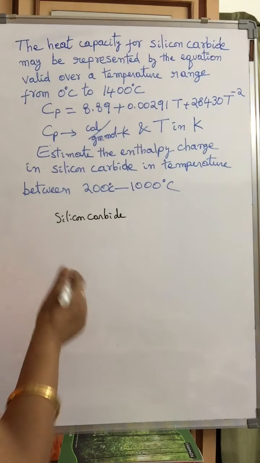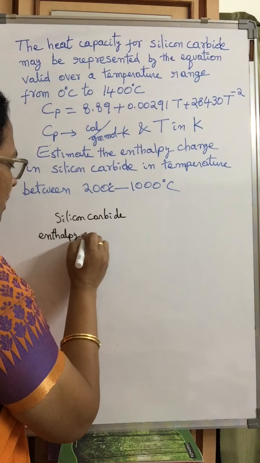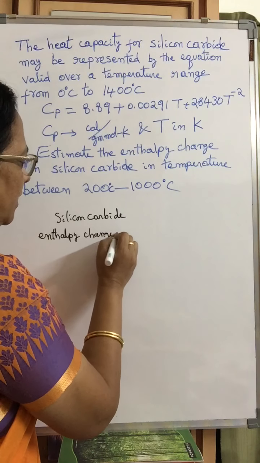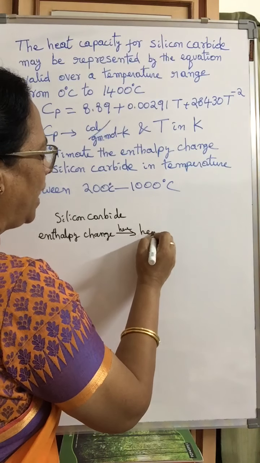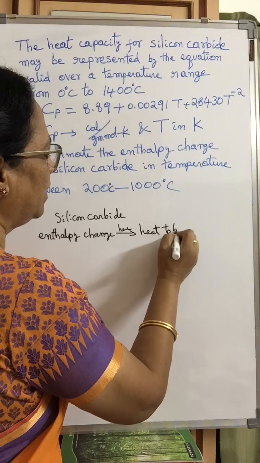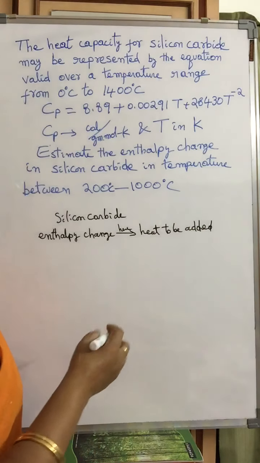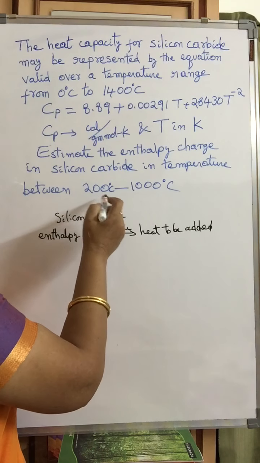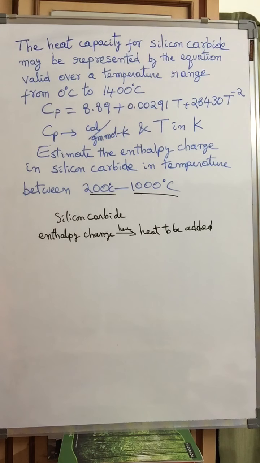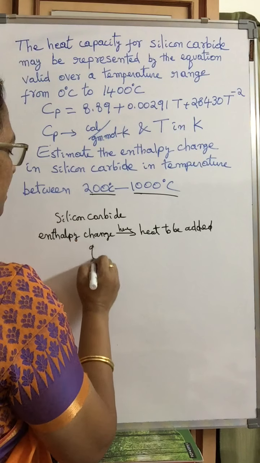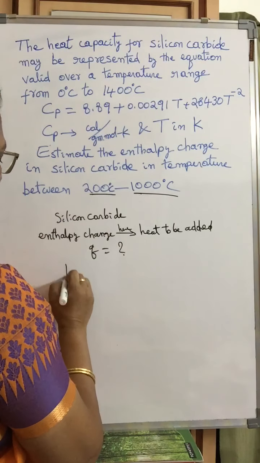It is nothing but enthalpy change. Enthalpy change here is nothing but what? Heat to be added, or heat gained by silicon carbide in heating from 200 to 1000 degrees centigrade. So, enthalpy change is nothing but Q. How much? For that, what is the information given?